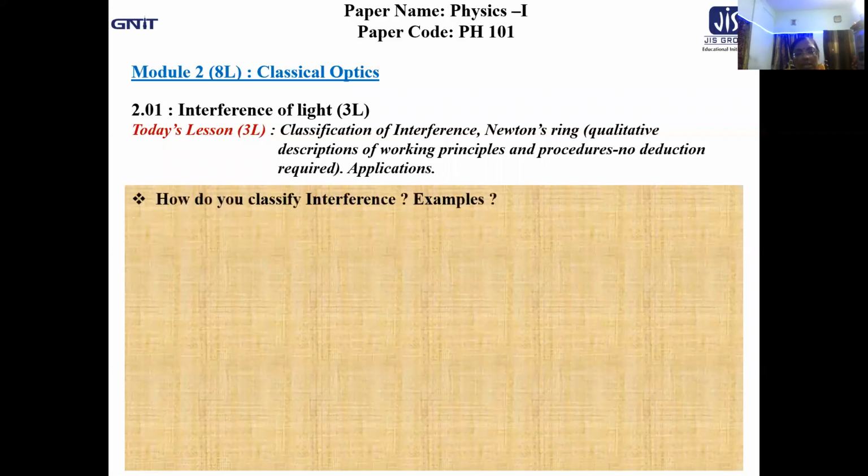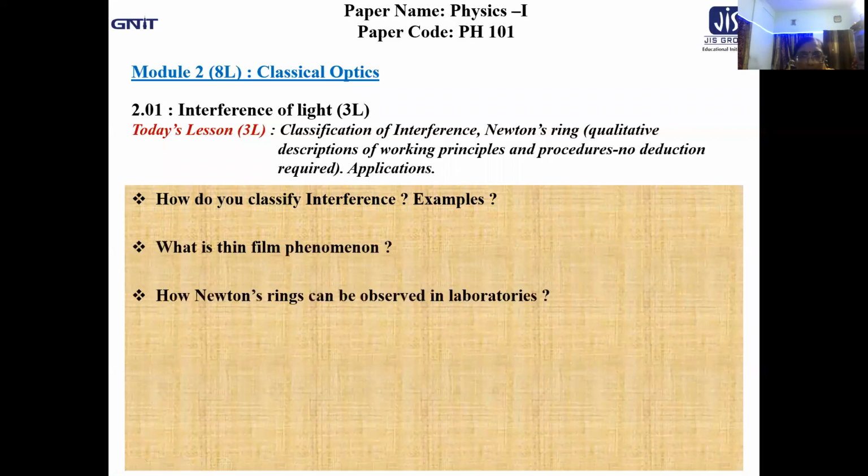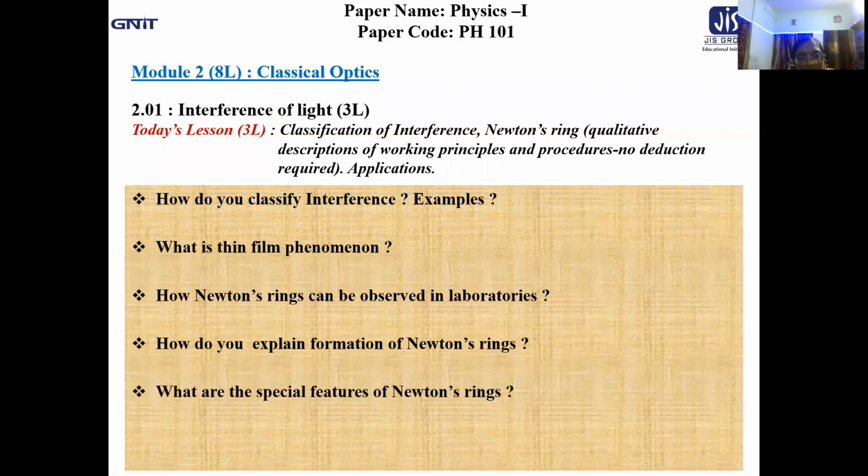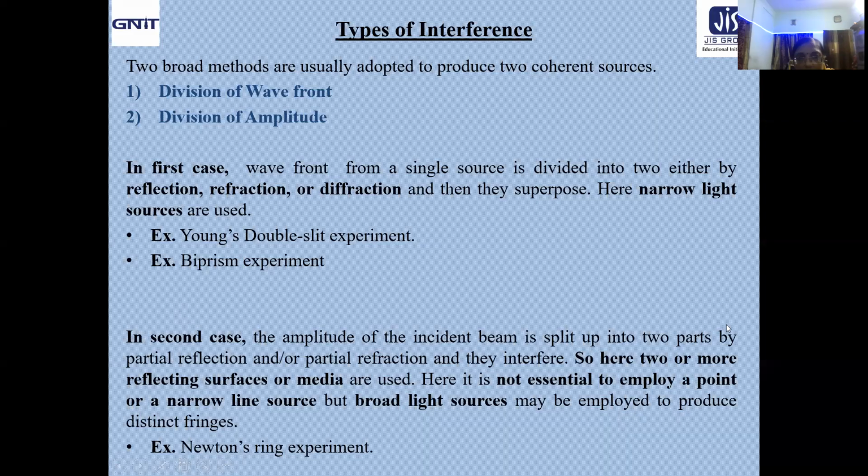Now, the questions to be addressed in today's session: how do you classify interference, with examples, definitely. Next one is, what is a thin film phenomenon? Actually, Newton's ring is a very famous illustration of a thin film phenomenon. Next, how Newton's rings can be observed in laboratories. How do you explain formation of Newton's rings? Will come after that. What are the special features of Newton's rings? Then we will discuss. And what are the various applications of the phenomenon?